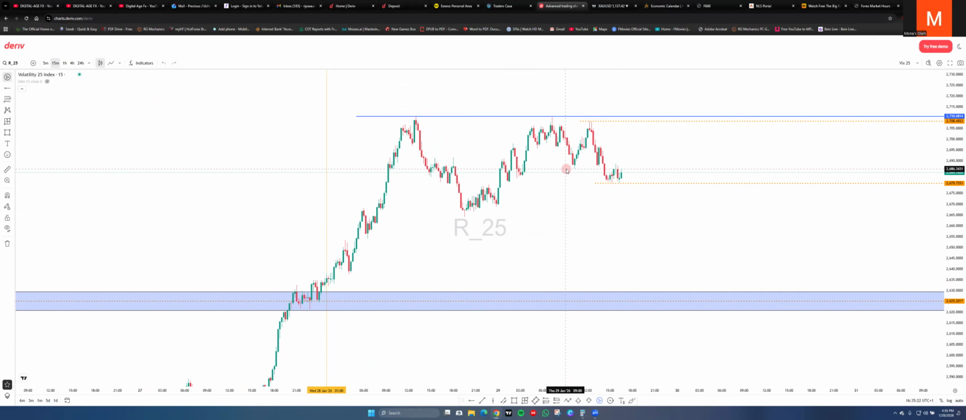Some people use the wick to indicate the break of structure or change of character. But I use mostly body close. Once the body closes above or below the body, that's what I use. I hope you guys can hear me though.